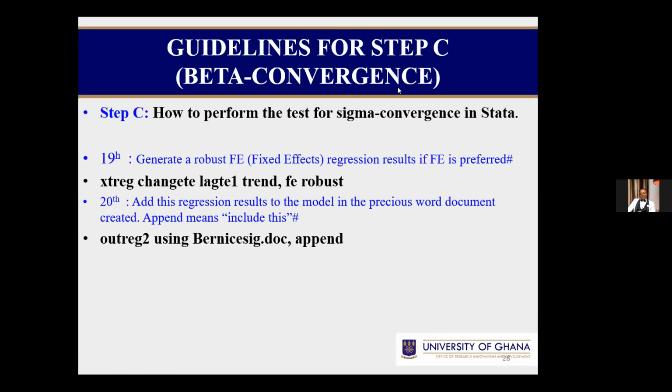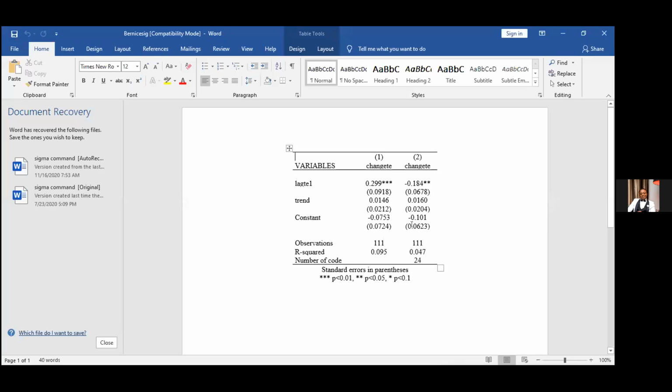So I just said this to draw our minds to the command to better understand this output. So this model here, you can see, this is the OLS output. Then this is our robust fixed effect output. So the lag TE is what we are interested in. This is what tells us the rate of our convergence, sigma convergence. All right, so we move.